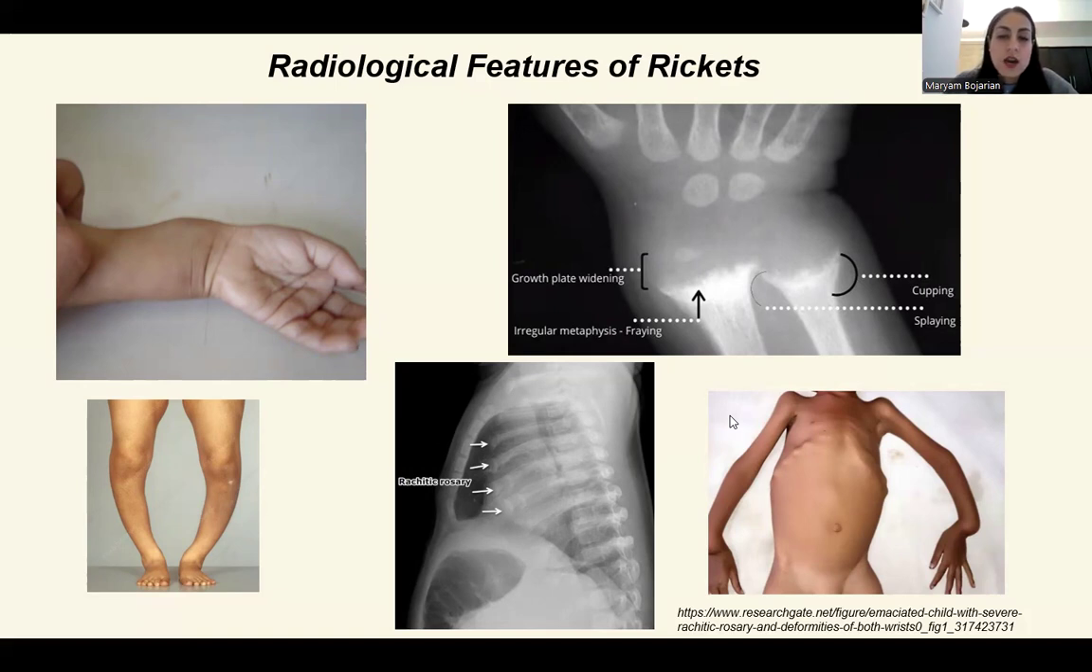And for the chest finding, as you can see here, we have a rachitic rosary on X-ray, which is characterized by bead-like swellings at the junction of the ribs and cartilage in the chest. It is caused by severe deficiency of vitamin D and calcium, which leads to impaired bone mineralization and results in overgrowth of cartilage at the costochondral junctions.